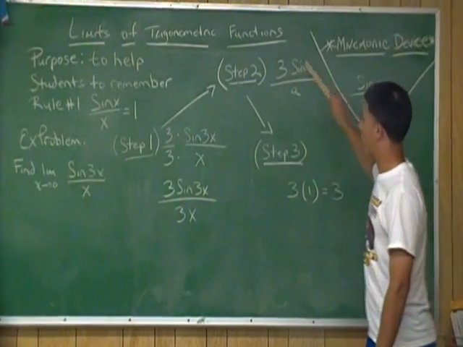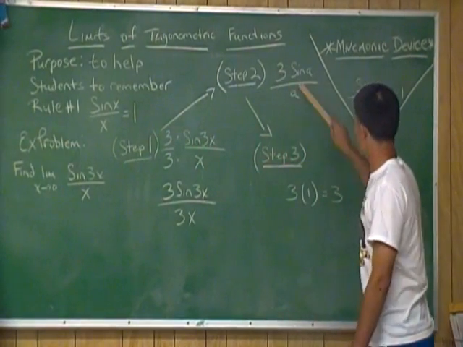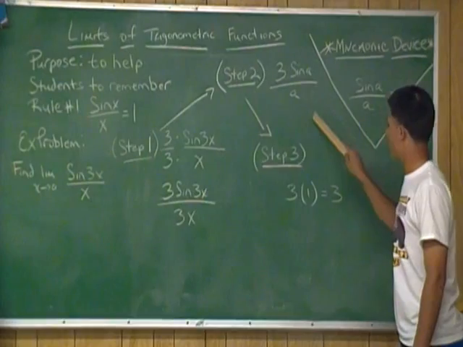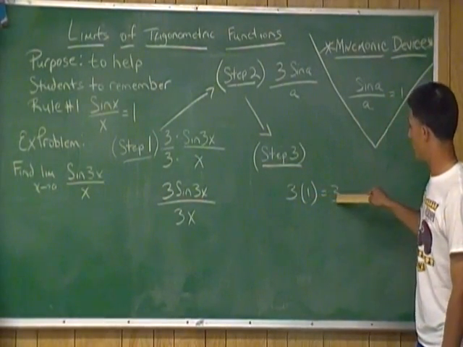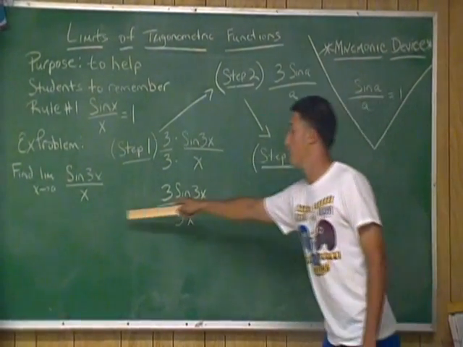This brings us back to the rule sine of x over x is equal to 1, which makes sine of a over a equal to 1. This changes the function into 3 times 1, which gives you a limit of 3 for this problem.